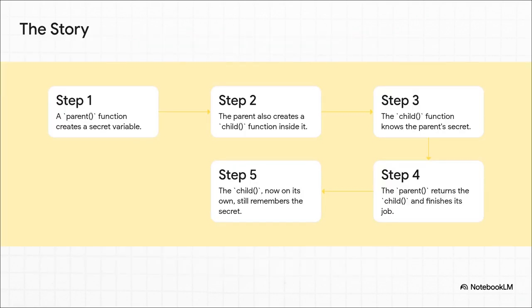So let's walk through this story. Step 1, a parent function runs, and it creates a secret variable. Step 2, inside that parent, it also creates a little child function. Step 3, now this child function has access to that secret from its parent. Step 4, the parent finishes its work, it's done, and it returns the child function. So for step 5, this child function is now out in the world, all on its own, but it still remembers the secret. It's like the parent packed a little backpack for the child filled with all the necessary supplies, all those variables, before sending it out.